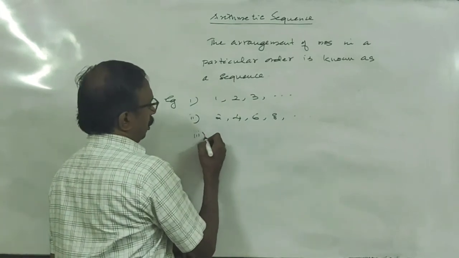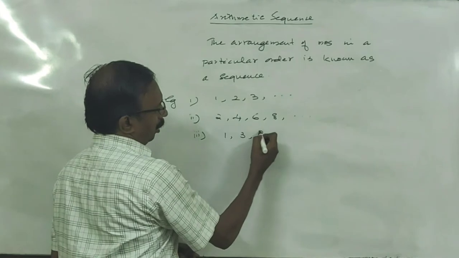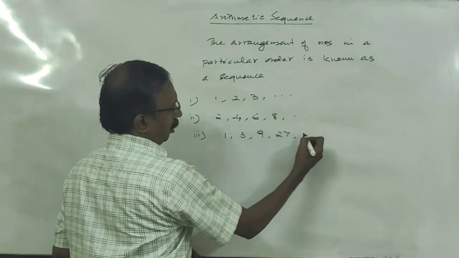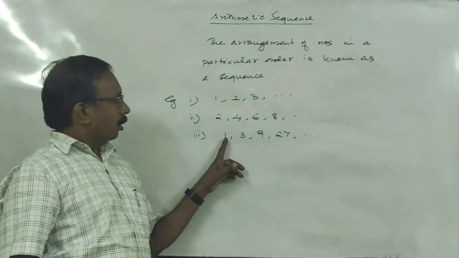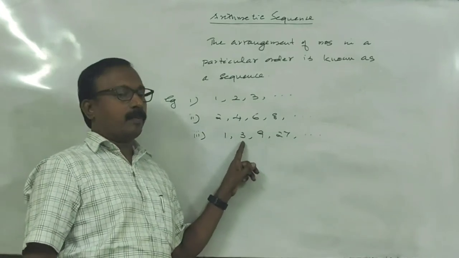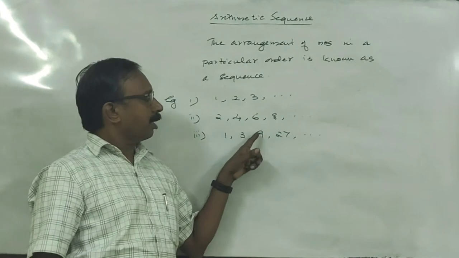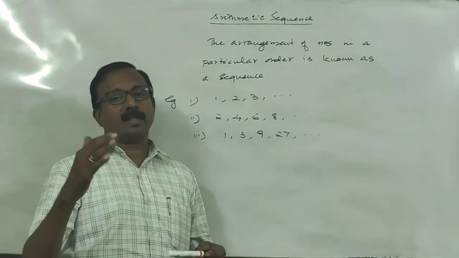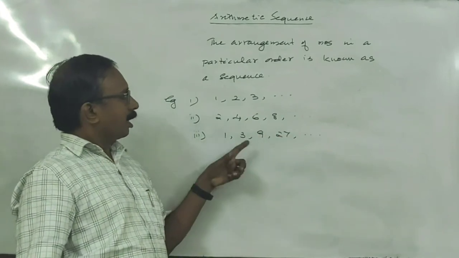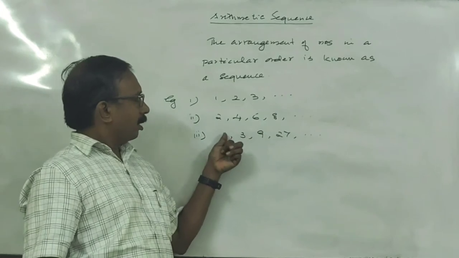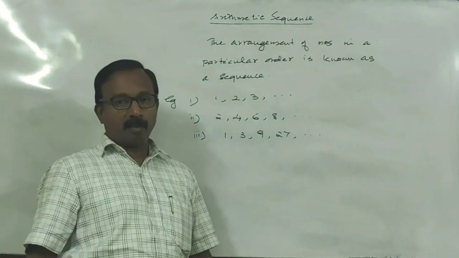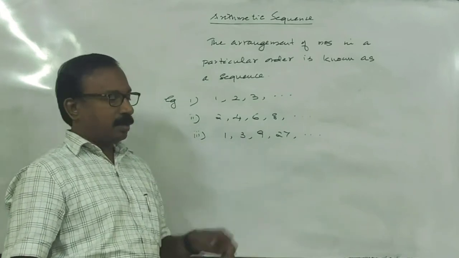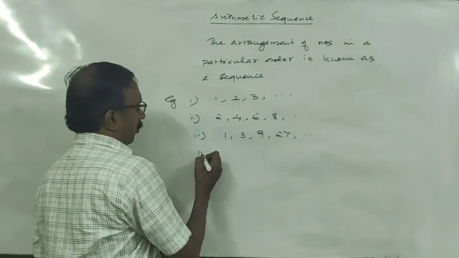Third one, 1, 3, 9, 27, etc. Here, 1 into 3 is 3, 3 into 3 is 9, 9 into 3 is 27, etc. Here, we multiply the preceding number by 3 to get the succeeding number, isn't it?